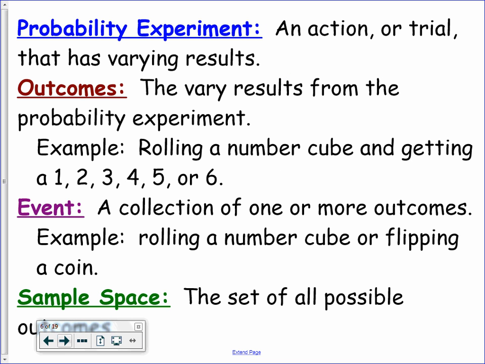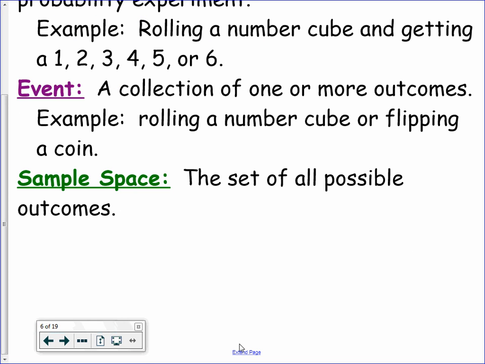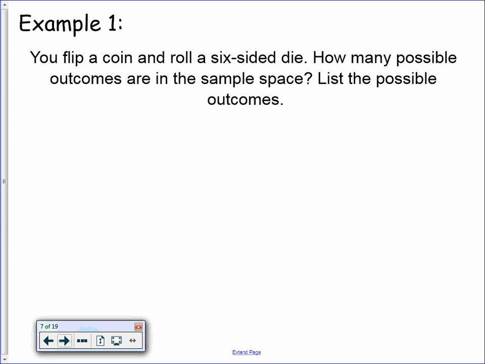So we have a couple of vocab words here. A probability experiment is an action or a trial that has varying results. The outcomes are the varying results from the probability experiment. For example, rolling a number cube, the outcomes are a 1, 2, 3, 4, 5, or 6. An event is the collection of one or more outcomes. So for instance, rolling a number cube or flipping a coin, and the sample space is the set of all possible outcomes. So this first day we work a lot with sample space.